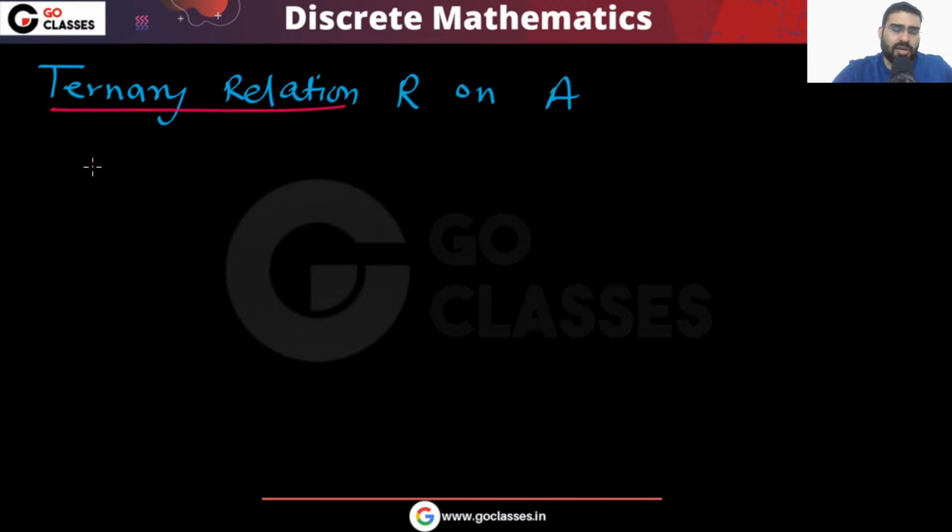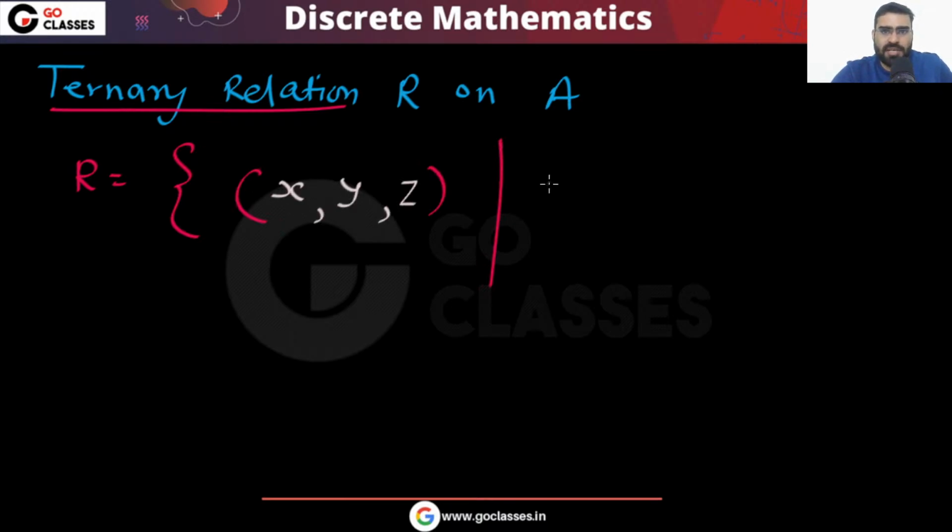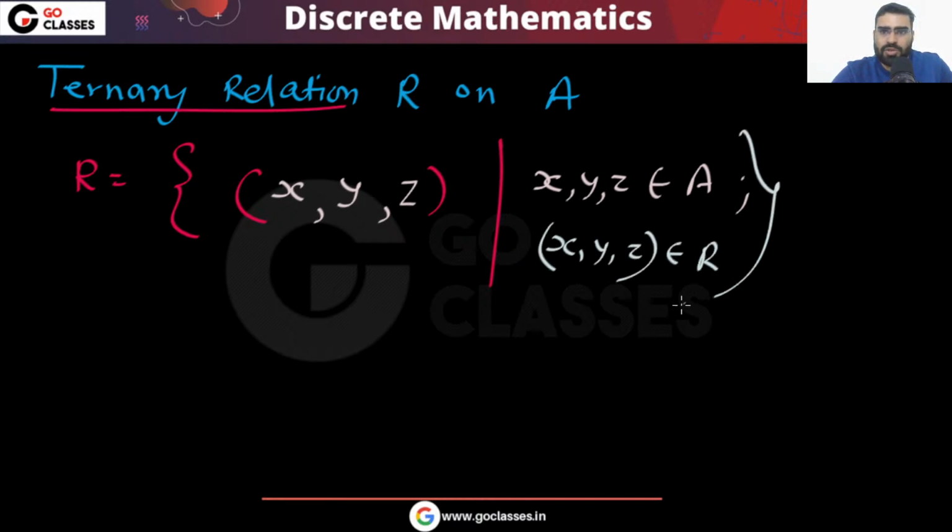So in a ternary relation, first of all, let me tell you what is a ternary relation R on set A. That simply means that in this relation R, basically three elements are related to each other: X, Y, Z, all coming from A, and they are related in some way. I can say that (X, Y, Z) belongs to R. So this is your ternary relation.